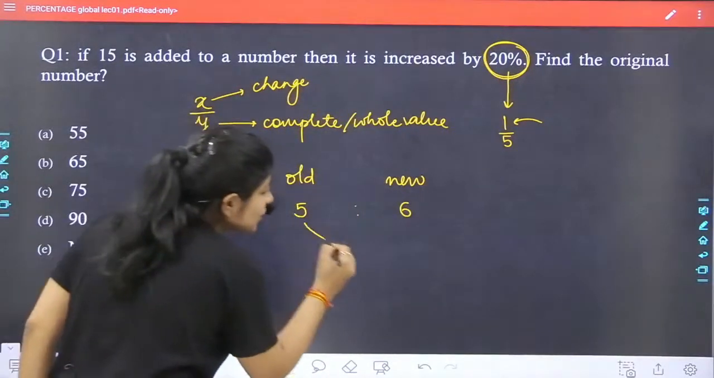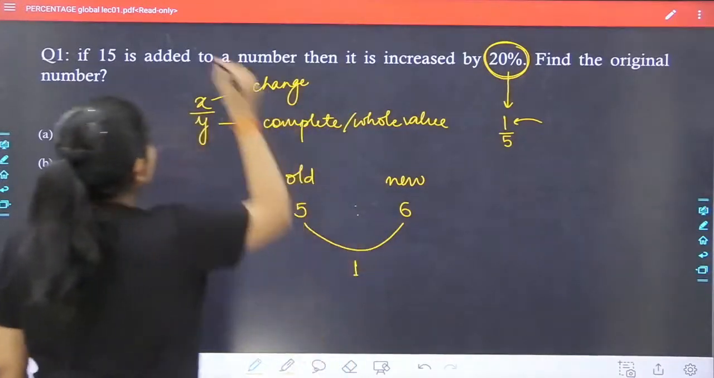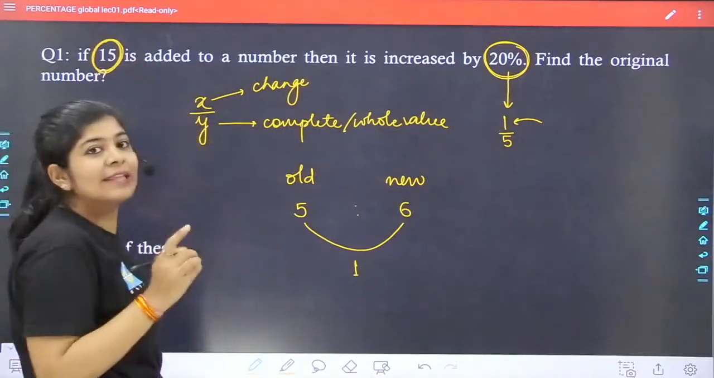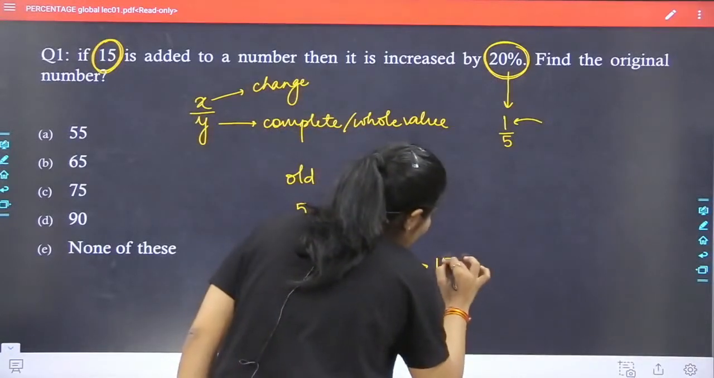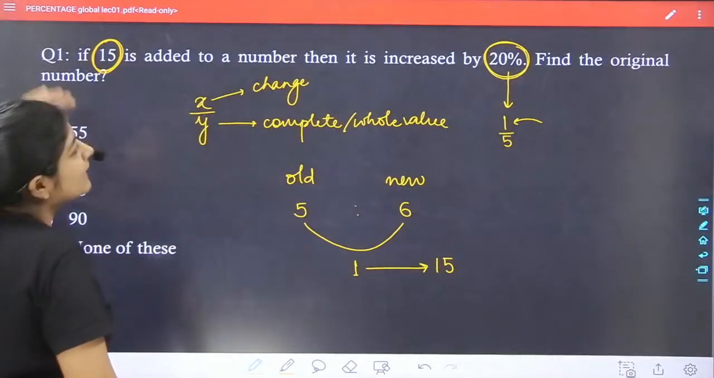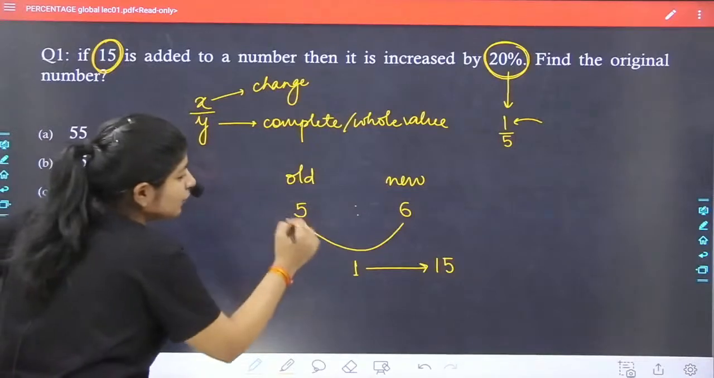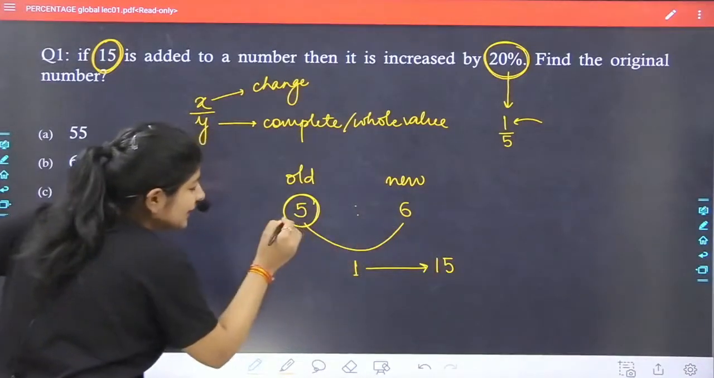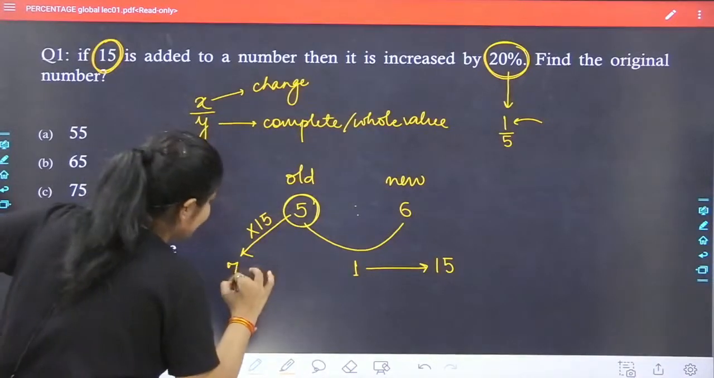Now there is a change of how much? There is a change of just 1. And this change has come because we added 15 to the previous number. That means this 1 is equal to 15. Now we have to find out the original number, that means the value of this 5. If 1 equals 15, then 5 equals 5 into 15, and we will get 75 as our answer.